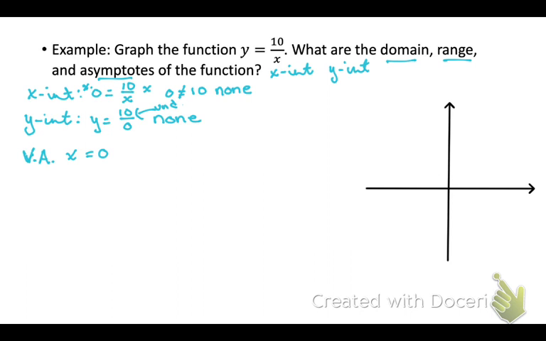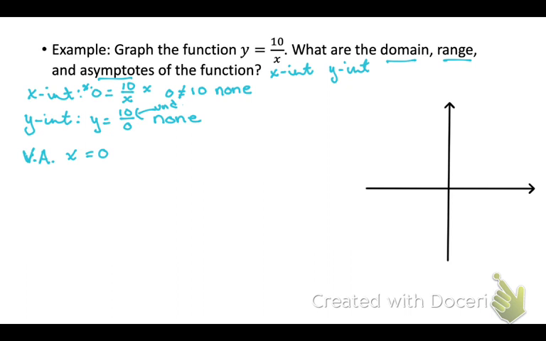Now, the reason why I say that, because could I have 10 over x plus 4? Yes. And you would set x plus 4 equal to 0, and you would subtract 4, and so your vertical asymptote would be at negative 4. So it won't always be 0. I think today it kind of is.